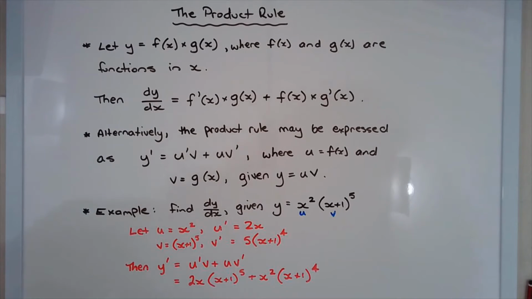Sometimes I use something that resembles the cross method. So if you multiply those two together, that's your u dash v, then plus uv dash, so x squared multiplied by 5 outside of x plus 1 to the power of 4. So that way. And that is our first derivative. We could factorize this further if we wanted to. We could take out a common factor of x or take out a common factor of x plus 1 to the power of 4 and simplify it or factorize it further. But at this point, I'm just going to leave it as it is.